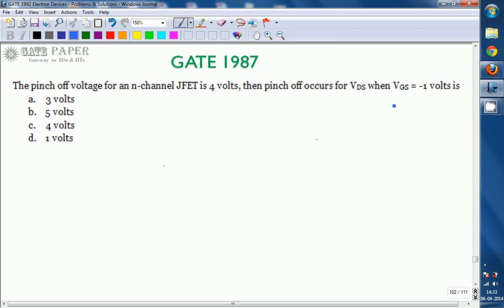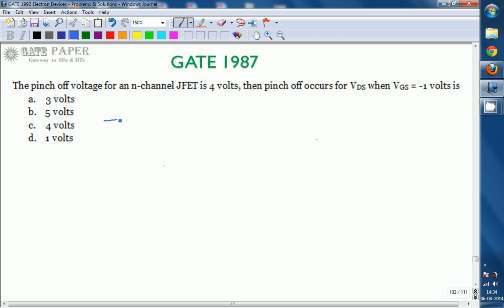We are discussing GATE 1987, and this question is related to electronics. The pinch-off voltage for an N-channel JFET is 4 volts. Then pinch-off occurs for VDS when VGS is equal to minus 1 volt is: A, 3 volts; B, 5 volts; C, 4 volts; D, 1 volt.